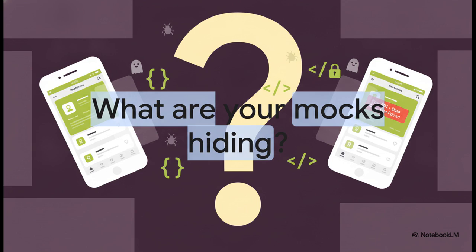Almost every codebase out there has placeholders, fallbacks, and convenient little mock data structures just waiting to accidentally slip into the production runtime. So I want to leave you with a question to chew on today. What exactly are your mocks hiding right now?